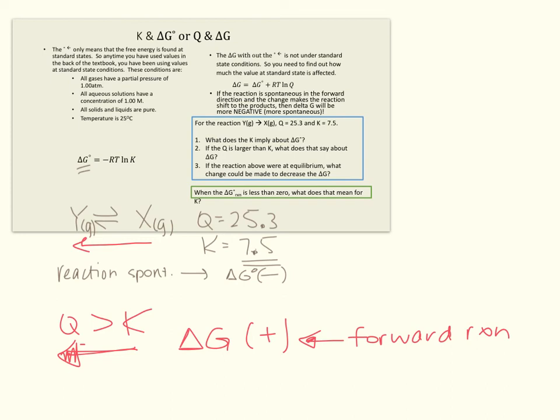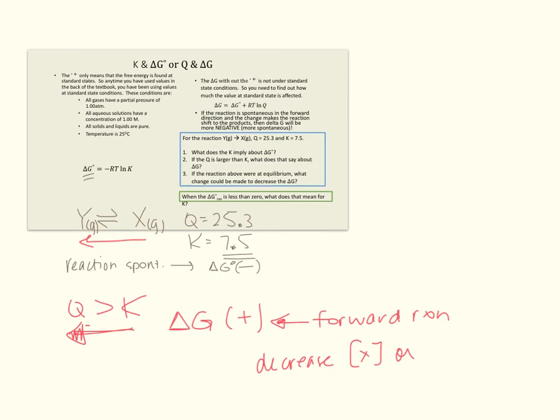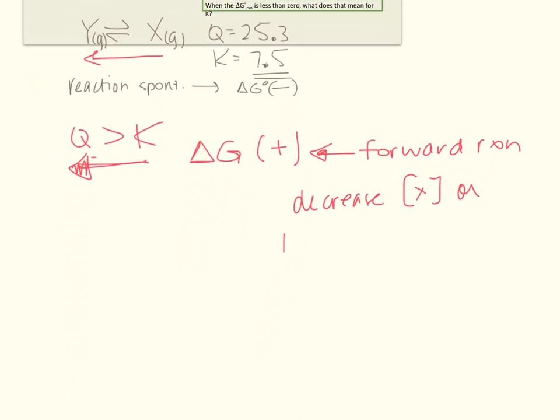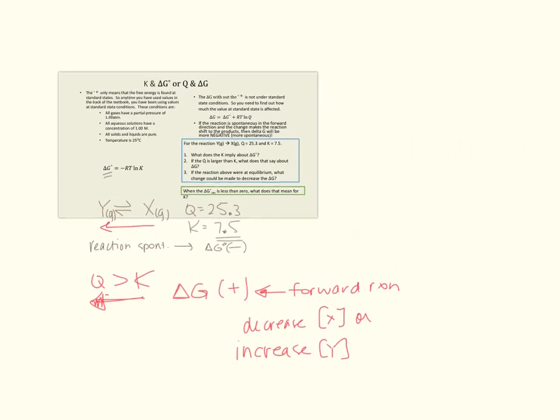to make it more spontaneous, then we would have to decrease the concentration of X or increase the concentration of Y. So let me explain that. All right, so if this is our reaction right here, and if we decrease X, so X goes down, then that means the reaction is going to go forward, which means delta G is going to become more negative, and so it's going to decrease.